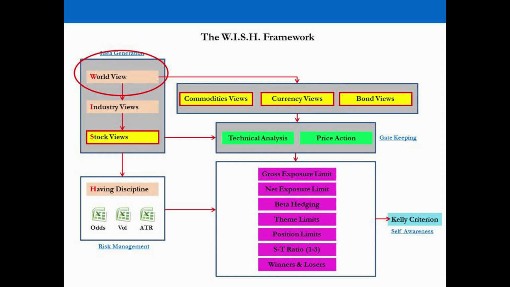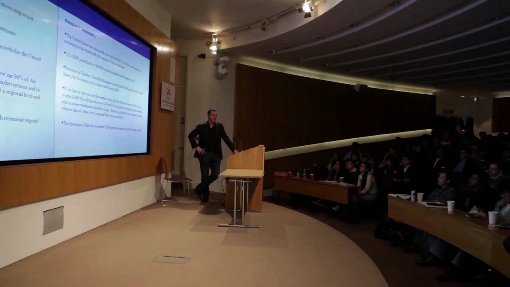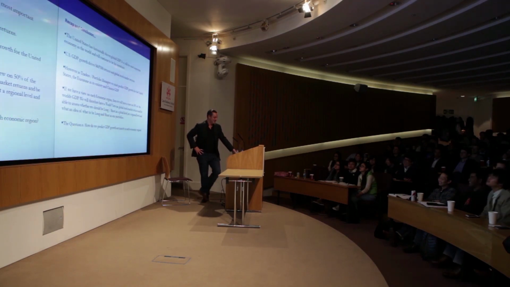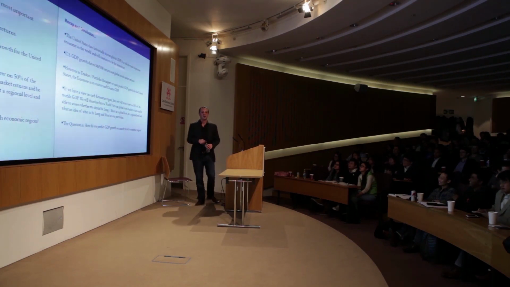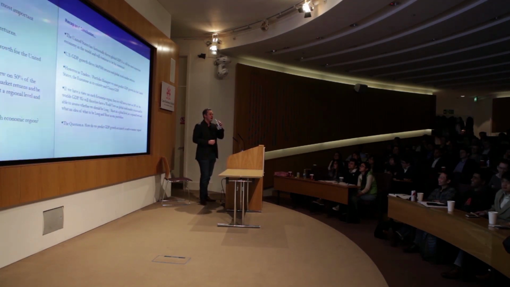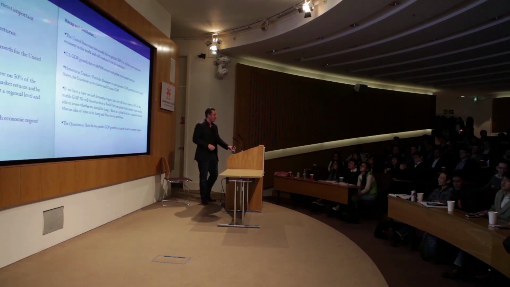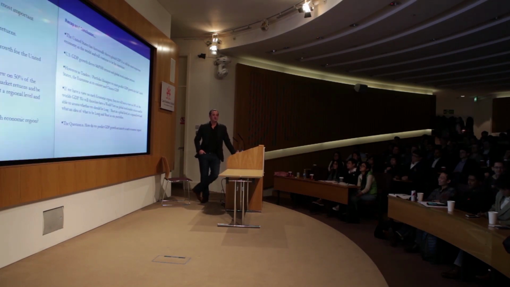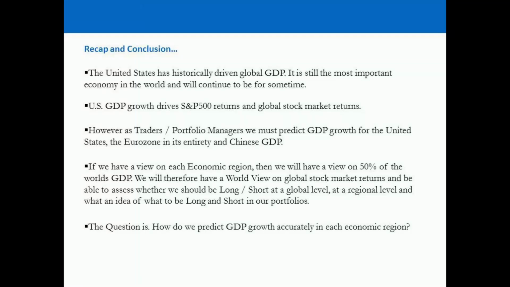Historically, global GDP is driven by US GDP. It's the most important economy in the world, by far. Just think of the US as a big, obese consumer. And the whole world depends on the consumption of that consumer. If that consumer goes on a diet, the rest of the world is screwed. It drives global GDP and drives S&P 500 returns. And S&P 500 returns are going to drive the rest of the world as well.